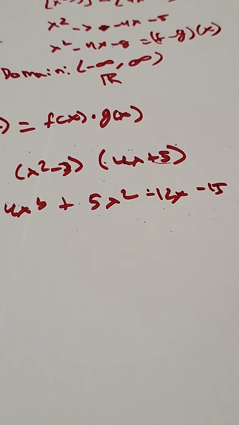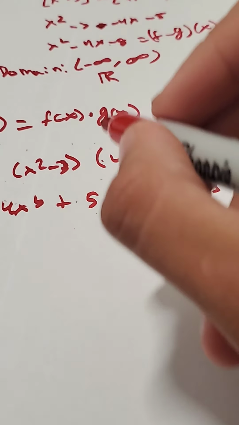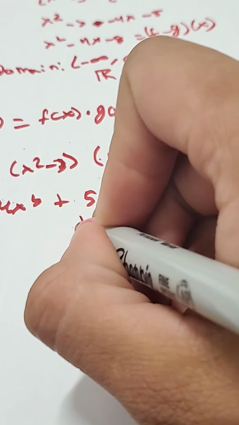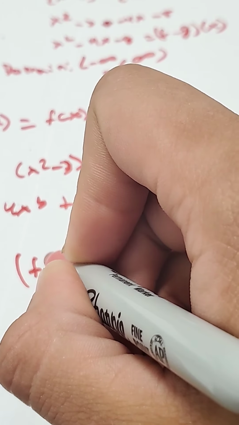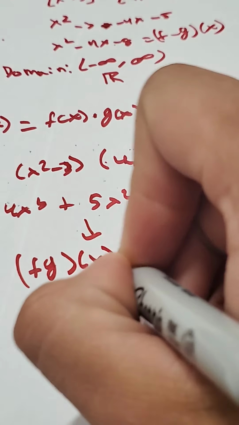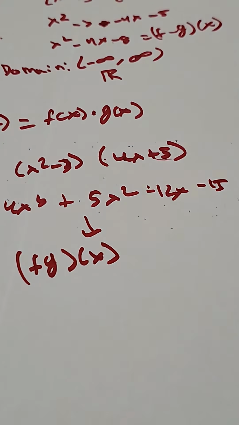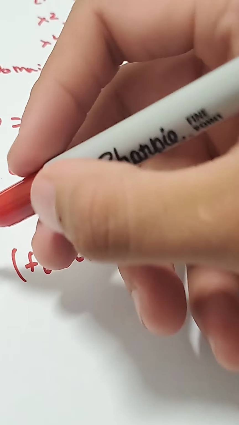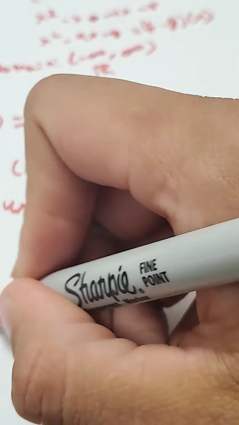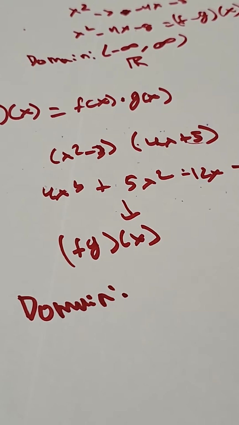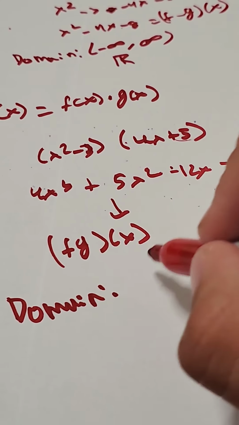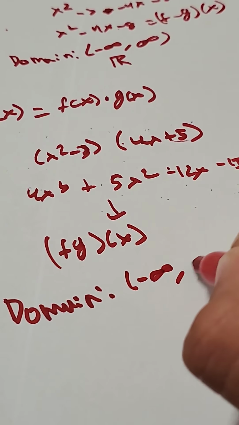Combine any like terms we have. It looks like we don't have any, so this is our f times g of x. And since this is also a polynomial with degree 3, our domain is negative infinity to positive infinity.